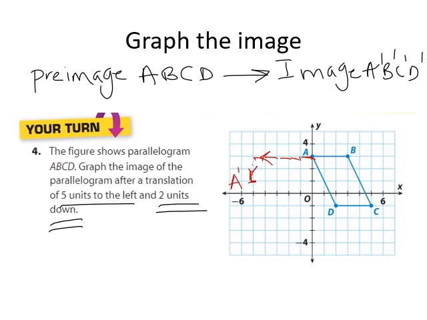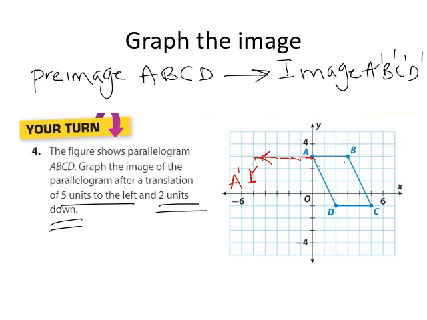Okay. Now let's take B. Again, 5 units to the left, so I need to go first right or left, and then I go up or down. So 1, 2, 3, 4, 5. So this is B, and then 2 units down.